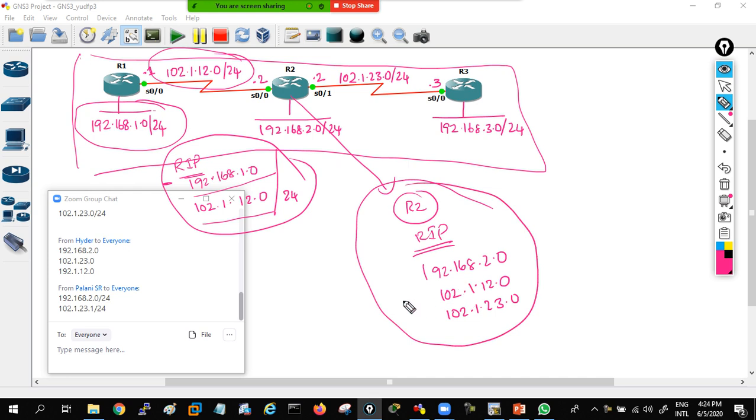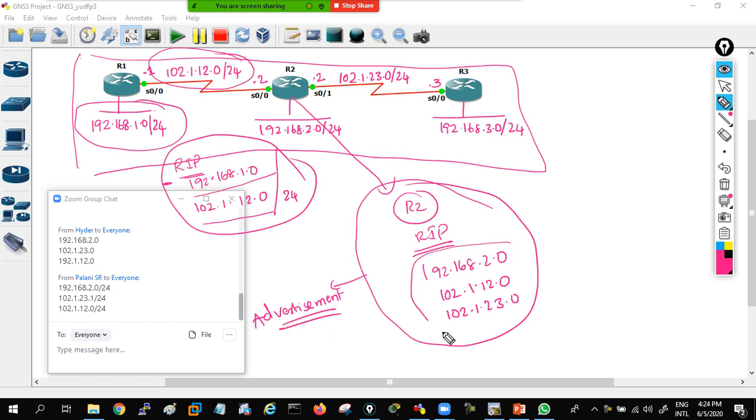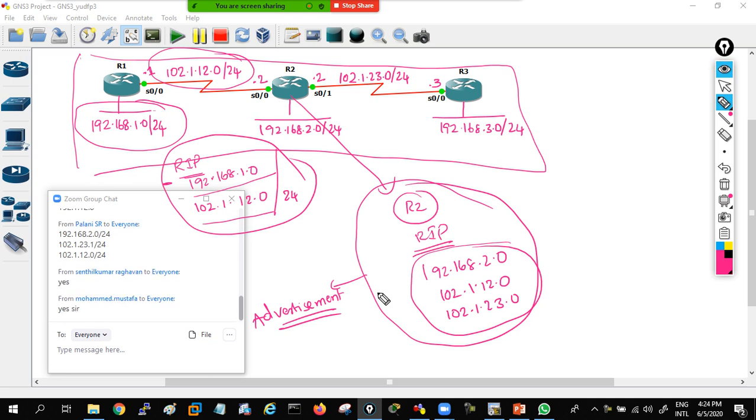The moment when you are telling these are my networks, that is called advertisement. What is this called? Advertisement. So you said that these are my networks, that's it. Where do you advertise these networks? You advertise inside the RIP protocol. Everybody understand, guys? Say yes for me if you understand. So you went to the RIP protocol and you advertised the networks you know.